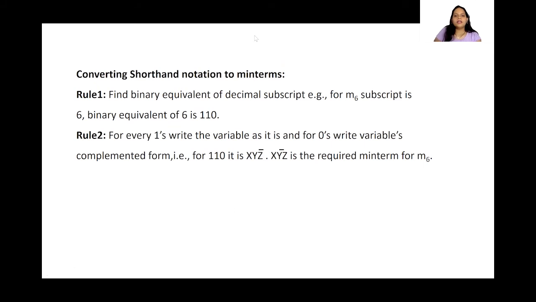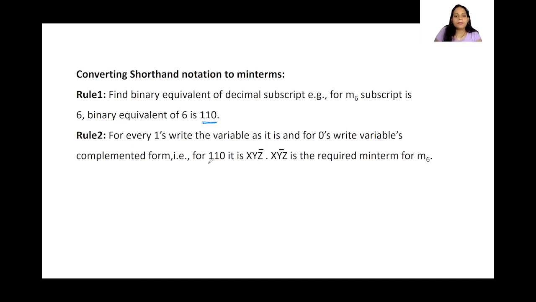So next, we have learned about the shorthand notation of a min-term, isn't it? Now, how do we convert a shorthand notation to min-terms? From a min-term, we have learned how to convert it into a shorthand notation. Now, how to do the other way, okay? First rule is find the binary equivalent of the decimal subscript. Example, for M6, the subscript is 6. Binary equivalent is 110. Next, for every one, write the variable as it is, and for zeros write the variable in complemented form. That is, for 110 it is xy bar. Okay, I hope you're understanding this.